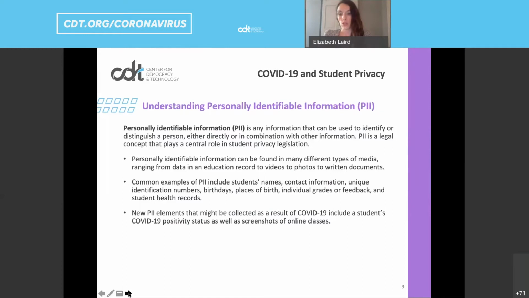So that can include whether a student has tested positive for COVID-19. Another issue we're seeing is teachers taking screenshots of online classes and sharing them online. If those images have students in them, that is personally identifiable information that needs to be protected. And so the point of this is to say that we need to protect this kind of information in a virtual environment in the same way that we would protect it in a physical environment.